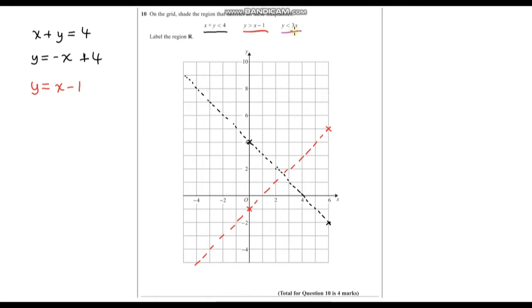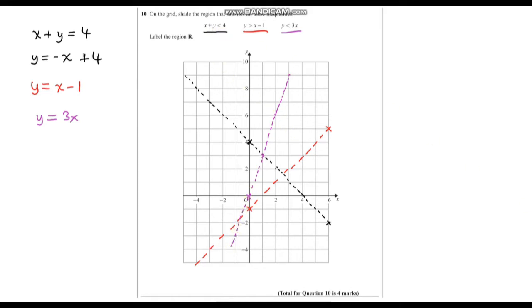So y is less than 3x. So again, let's just write that as an equation. y equals 3x. So what would that line look like? Well, it would go through the y-axis at 0 and it has a gradient of 3. So for every 1 we go along, we go up 3. So along 1, up 3. Along 1, up 3. And we can go the other direction as well. Along 1, down 3. And again, this one is not equal to, so again it's a dashed line. So they're all going to be dashed lines. So let's just keep going like that.